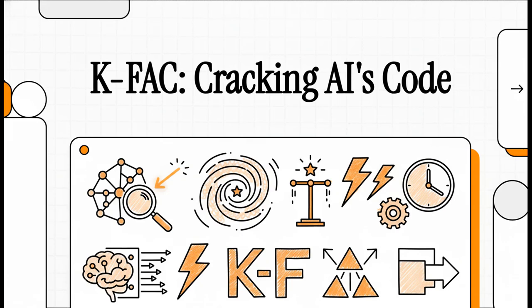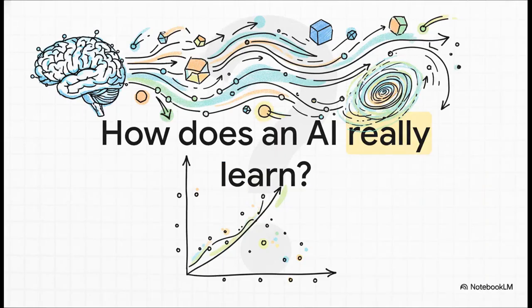Training a massive AI is really a search for perfection. But when you're dealing with billions of parameters, that search can be incredibly, painfully slow. So, how do we speed it all up? Well, today we're diving into a really powerful optimization technique that does just that. It's called K-FAC. But, okay, before we get to K-FAC, let's just step back and ask a more basic question.